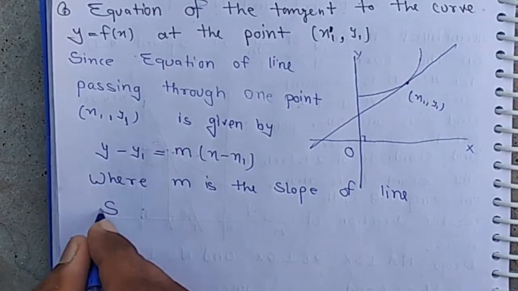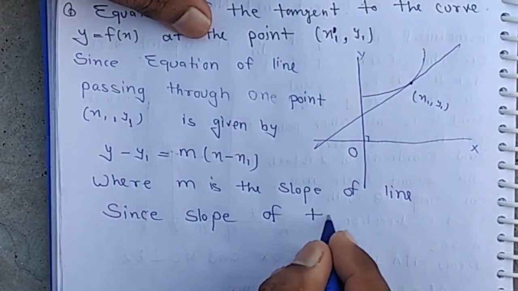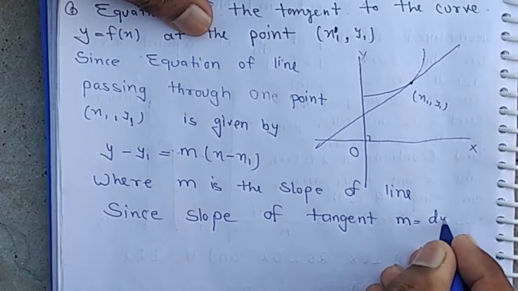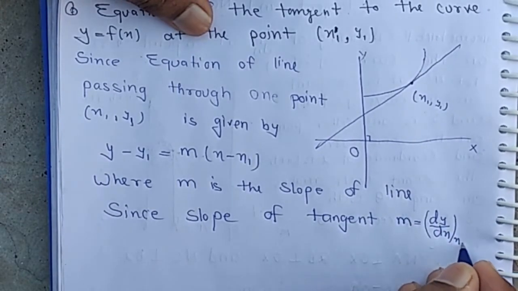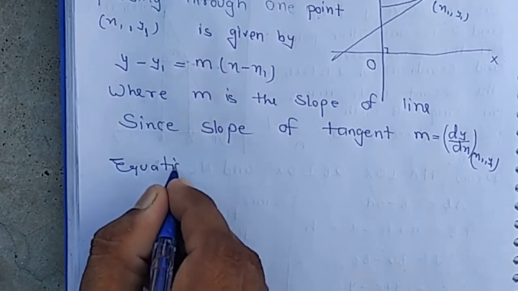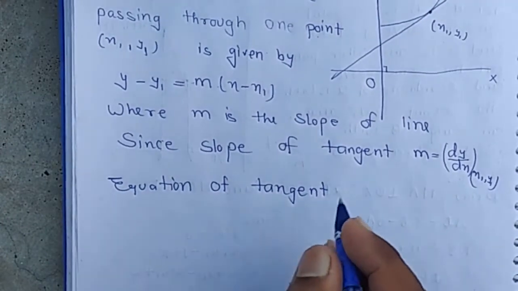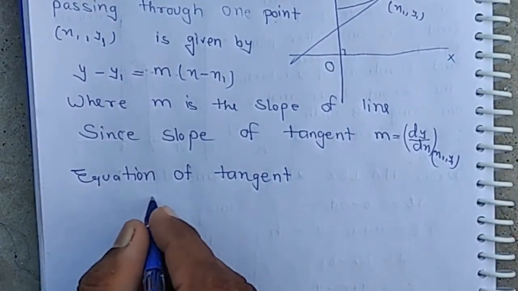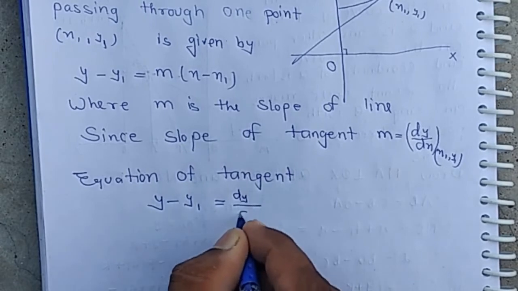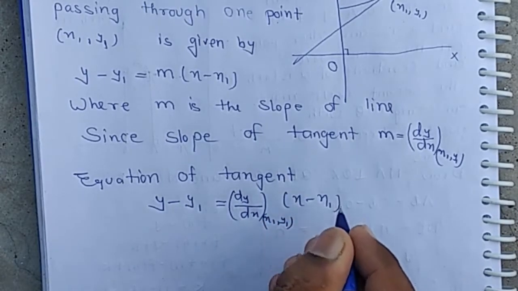Since the slope of the tangent is m equal dy by dx at this point (x1, y1), the equation of the tangent becomes y minus y1 equal the value of m, which is dy by dx, times (x minus x1).